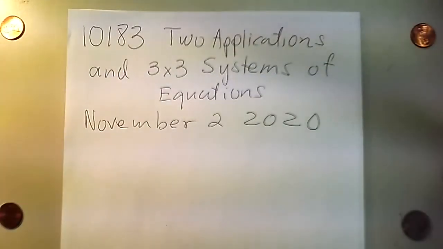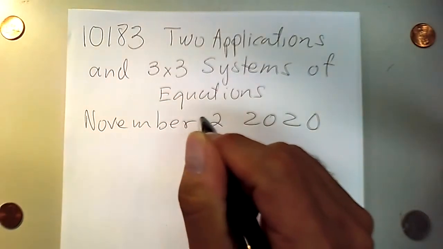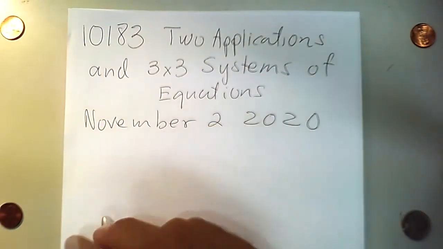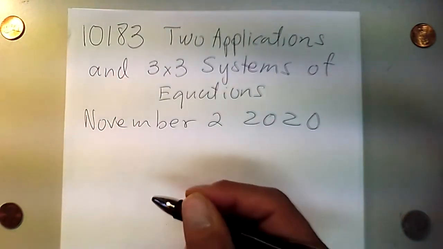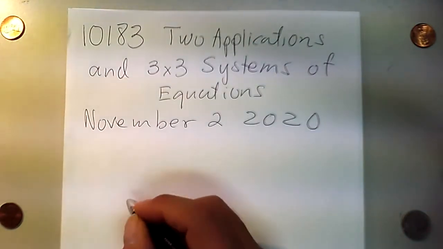Okay, we're going to do two applications first, two examples of two applications. So that is 2 times 2, 4 examples we're going to do in total. And then we're going to go into 3 by 3 systems of equations. So this is an application I actually use.